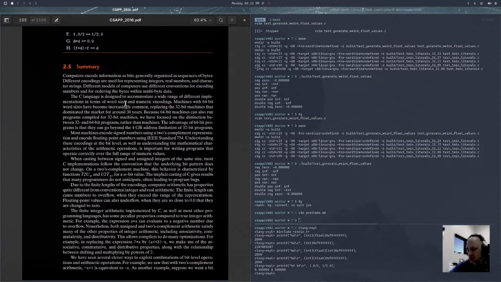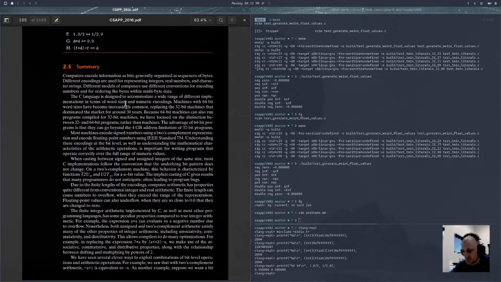All right, computers encode information as bits, generally organized as sequences of bytes. Different encodings are used for representing integers, real numbers, and character strings. Different models of computers use different conventions for encoding numbers and for ordering the bytes within multi-byte data. The C language is designed to accommodate a wide range of different implementations in terms of word sizes and numeric encodings.